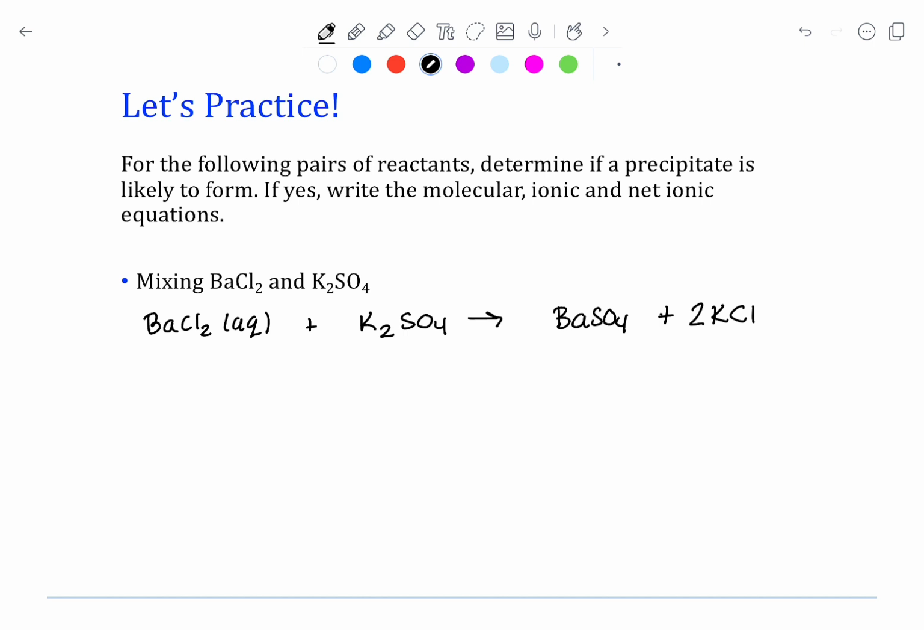So now we can reference our chart to see which one is going to form a precipitate. Chlorides are going to be mainly water soluble. The only exceptions are a few metals: silver, mercury, and lead. So this one is going to be aqueous. And barium sulfate is generally soluble in water, but one of the exceptions is barium. So barium sulfate is going to be our precipitate.